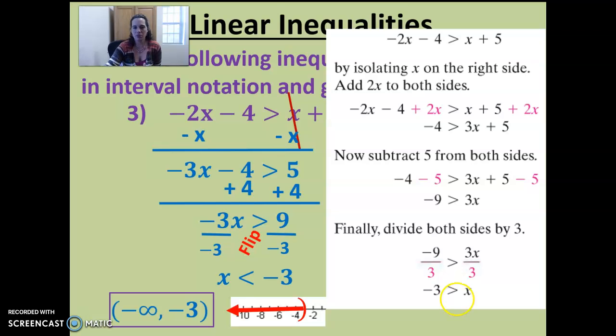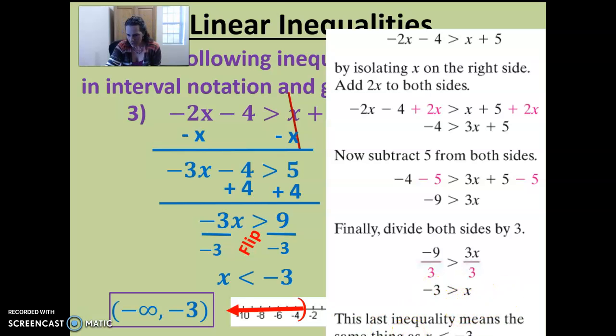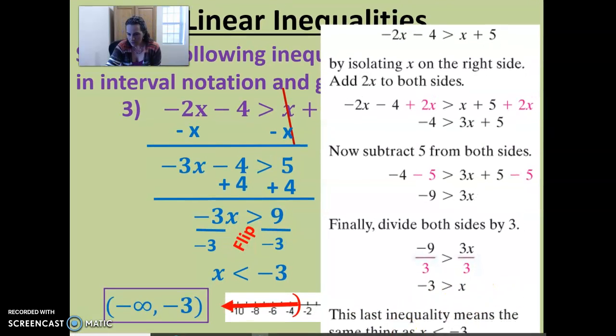Okay, if you find yourself in this position, just know that you can flip-flop the x and negative 3. It's running off here. If you do flip-flop that x and negative 3, you do have to change that inequality symbol as well. So our greater than becomes a less than. And that is exactly what we had over here: x is less than negative 3.